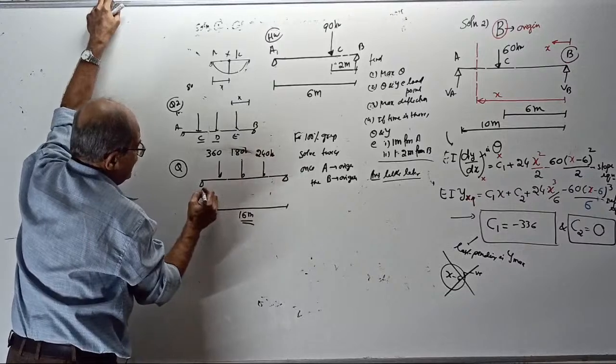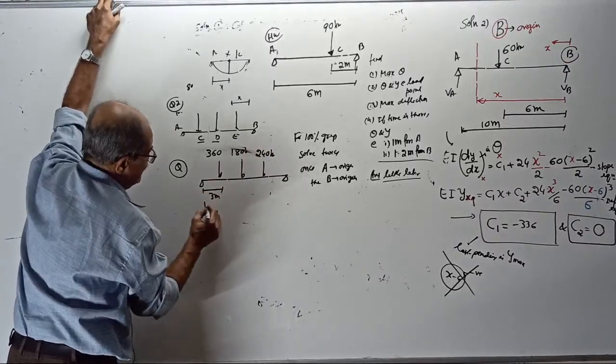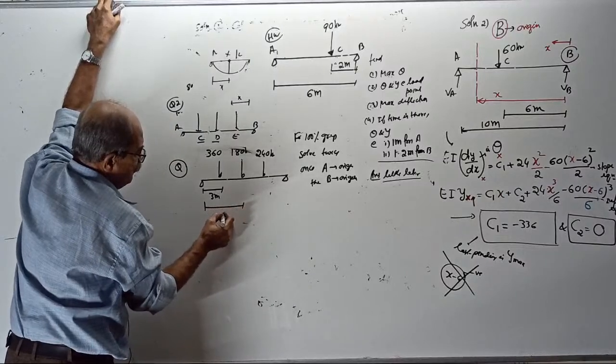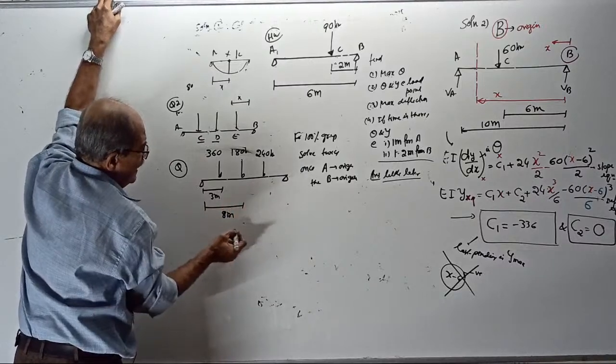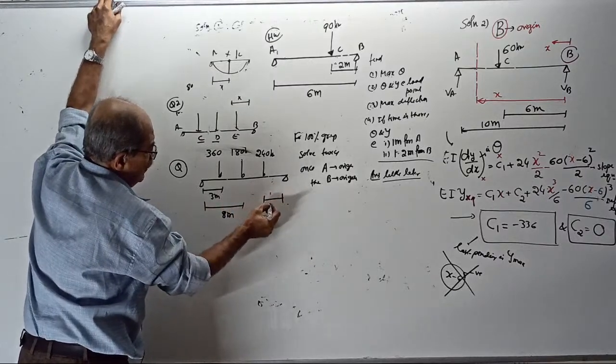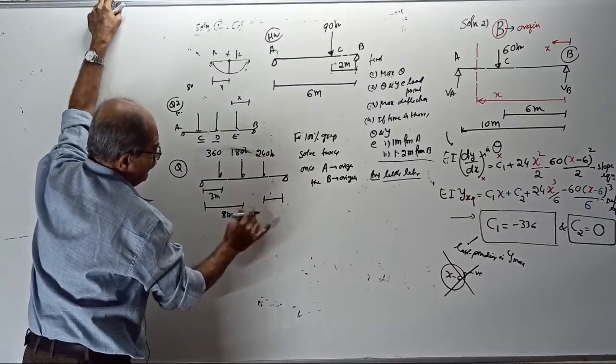At 3 meter from left end, second load is at 3 plus 4, 8 meter from left end, don't worry about center. Next load is 5 meter from right. Next load is at 4 meter from right end.